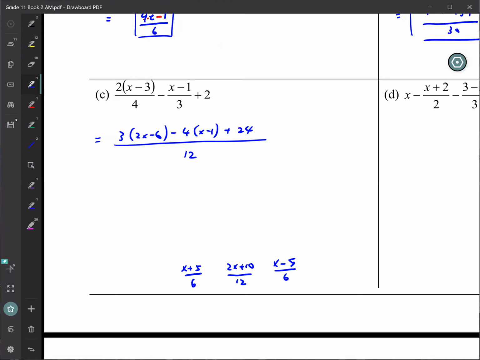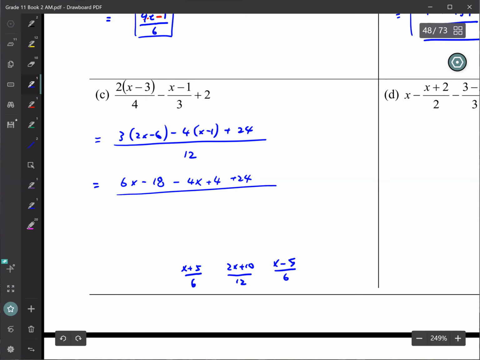Anyone has question about this so far? Okay, so after this will be very straightforward. You just expand everything. So 6x minus 18 minus 4x. Remember, it's negative 4 that goes in, so it should be plus 4, plus 24. Okay, so let's see which one is the one. 6x minus 4x, that will give you 2x. And then that will be 28 minus 18, so 10, right? Over 12.